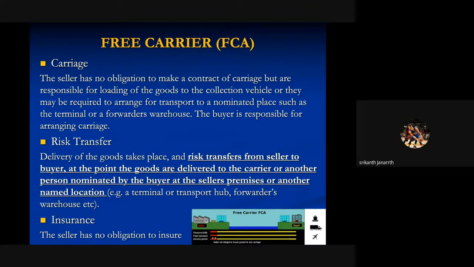The seller has been told to give the goods to so-and-so, the carrier. Up to that place he would have mentioned. So up to that point, the seller will come, hand over and go. After that, insurance and everything needs to be taken care of by the buyer. The seller will not do anything. That is Free Carrier, right? This is again multimodal. You can see all modes of transport are there.